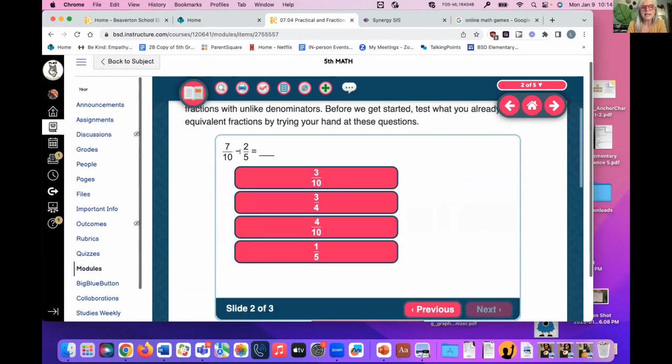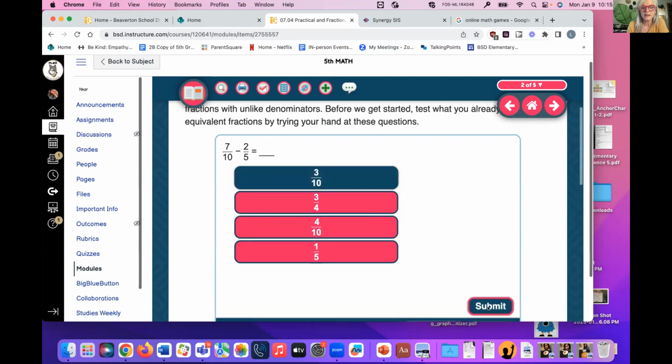Again, 7/10 minus 2/5. This time, I think I'm going to change my fifths into tenths. So I'm going to double the bottom. I'm going to double the top. What does the 2 become when I double it? Hold up the fingers. 4. You're right. 7 minus 4 is 3, and the bottom is tenths. 3/10. There it is. Okay.